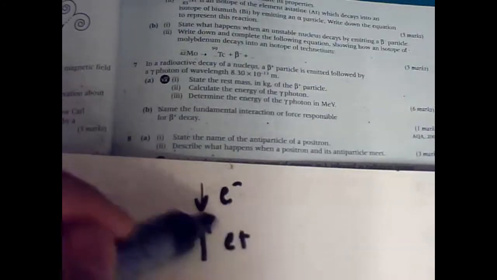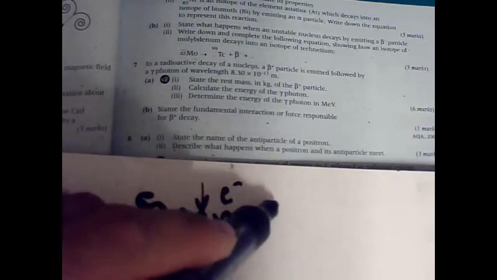Moving on. State the antiparticle of a positron. Describe what happens when a positron and its antiparticle meet. Well, the antiparticle of a positron is an electron, and when they meet, they annihilate, and 2 gamma rays are released. So annihilation: we have our electron, we have our positron, and we have our gamma rays being produced. That's annihilation.